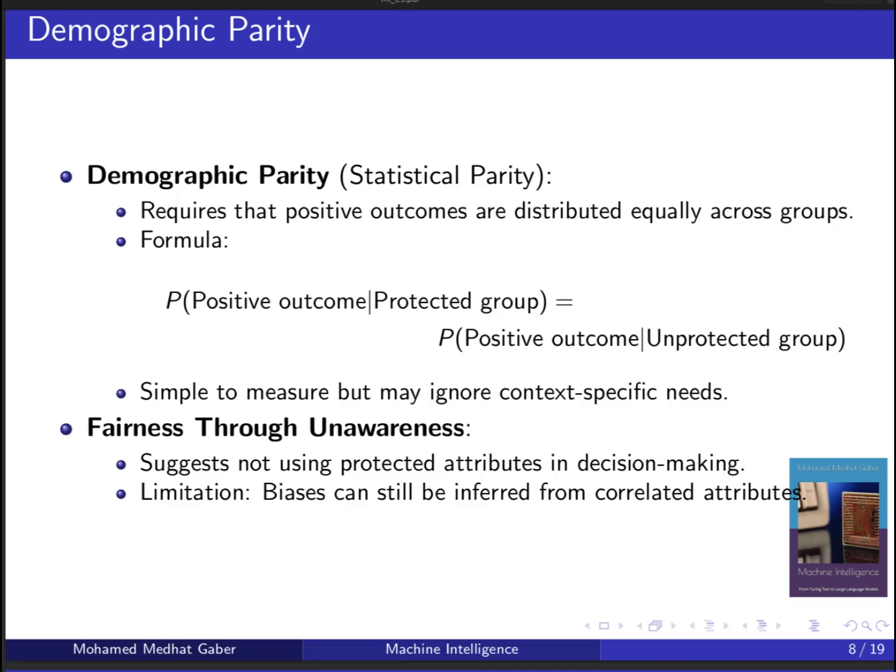Balancing demographic parity with other fairness considerations is essential. While equal distribution of positive outcomes is a noble goal, it must be contextualized within the broader framework of equity and justice. Combining demographic parity with metrics like equal opportunity and equalized odds can provide a more comprehensive assessment of fairness, guiding the development of AI systems that are both fair and contextually appropriate.